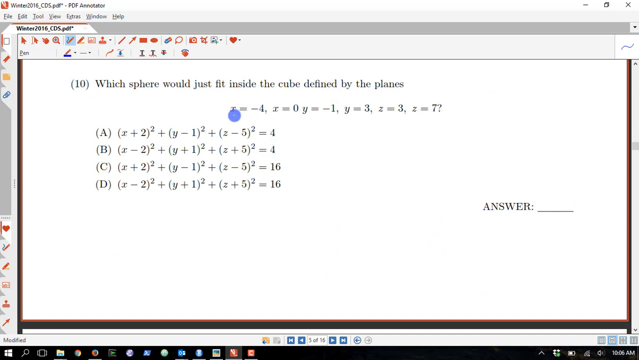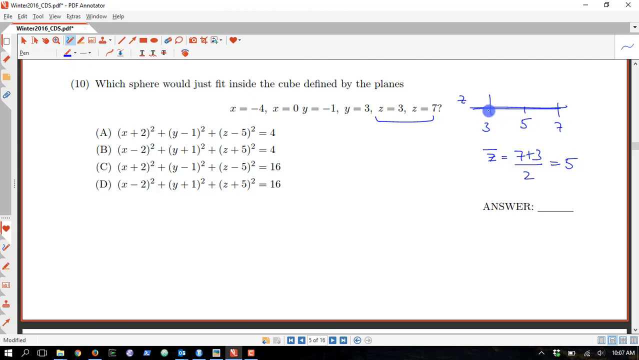In question 10, we're asked which sphere would just fit inside the cube defined by a series of planes. One of the key elements here is not to overthink it, not to make it too complicated. Let's take the z's as a sample point. There are 2 planes, one at z equals 3 and one at z equals 7. Guess where the center is? Halfway in between, at 5. If you must use formulas, you can absolutely do that. The average z would be the sum of the 2 values divided by 2, which would give you 5. I think it's overkill if you can see it on a diagram, though.